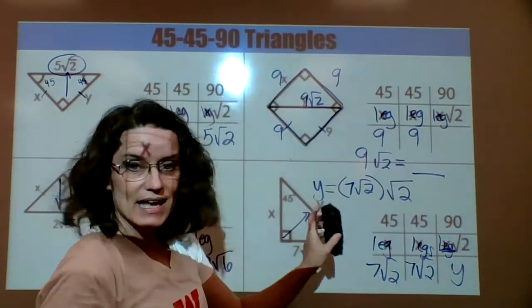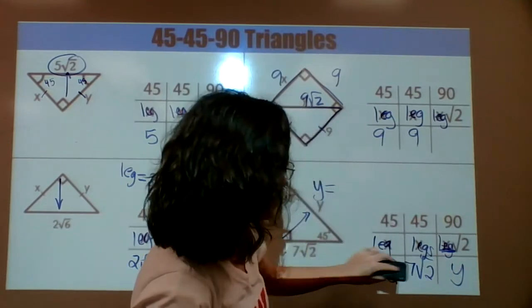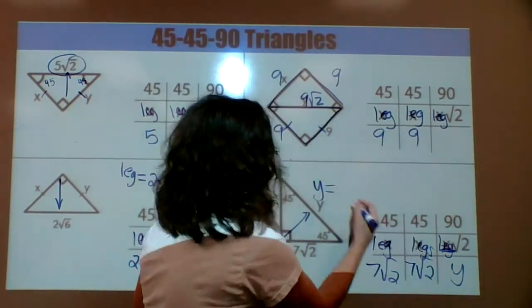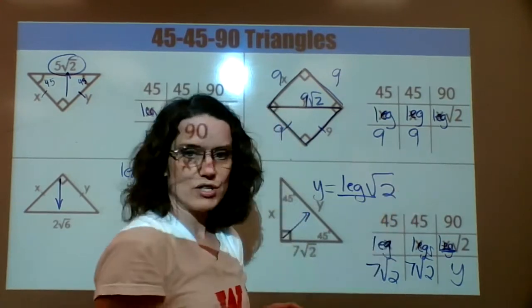So let's see that again. Let's see what happened there again. I'm going to erase it and do it all over again so you can see it. I know that my y is going to equal a leg times the square root of 2.